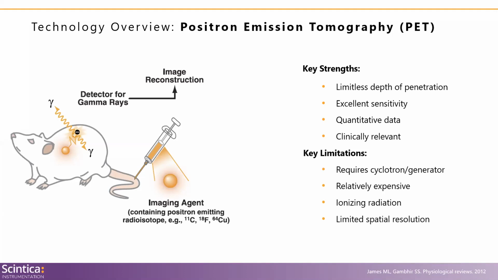Specialized equipment aside from the system is often needed, such as a cyclotron. And compared to MRI, PET also uses ionizing radiation. So the dose of radiation during each scan, as well as how many scans would be required during the length of a study, need to be considered. And then additionally, the spatial resolution of PET is a bit limited compared to that of MRI.